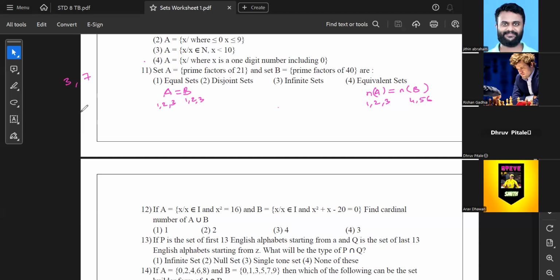Yes, sir. Two options are correct in this case: disjoint sets and equivalent sets, because if it's 2 and 5, then nothing is in common, but the cardinal number is the same. So the question is again wrong. 2 and 5, yes. 2 and 4, both are correct. Prime factors of 40, correct.